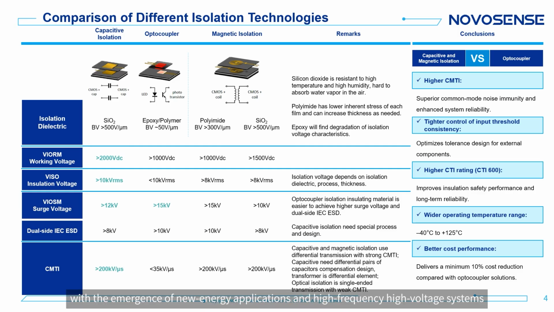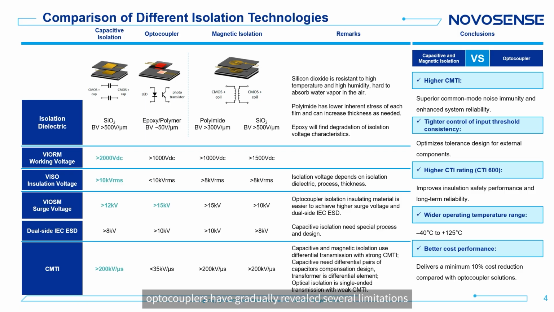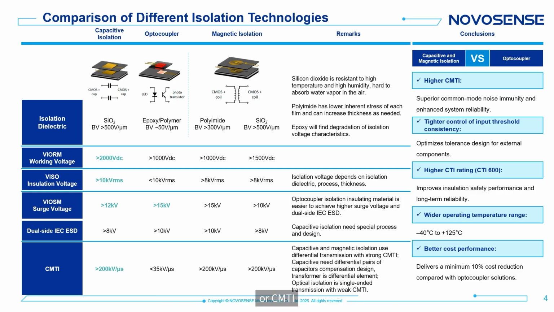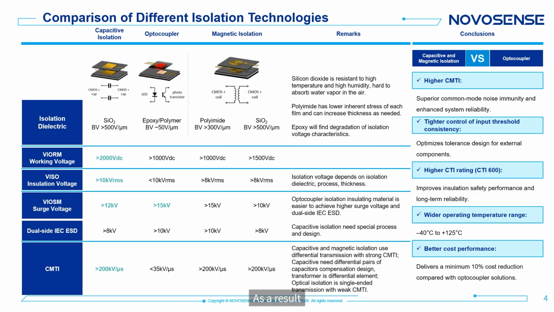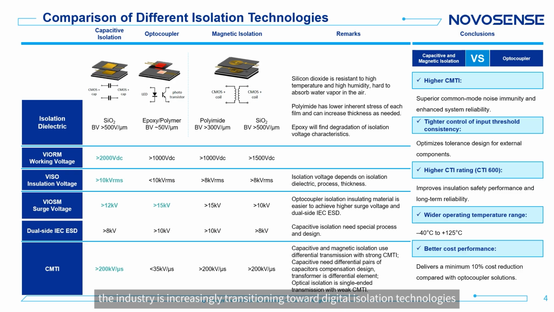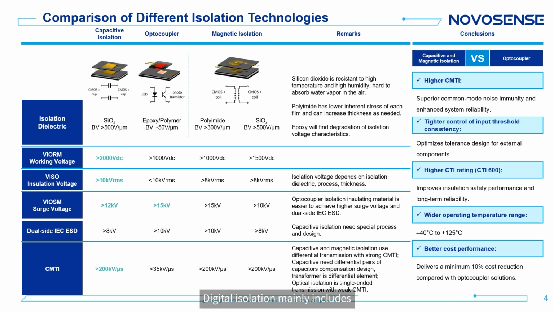However, with the emergence of new energy applications and high-frequency, high-voltage systems, optocouplers have gradually revealed several limitations. For example, relatively low common mode transient immunity, or CMTI, CTR aging and drift over time, limited temperature performance, higher power consumption, greater difficulty in controlling input threshold consistency. As a result, the industry is increasingly transitioning toward digital isolation technologies. Digital isolation mainly includes capacitive isolation, magnetic isolation.